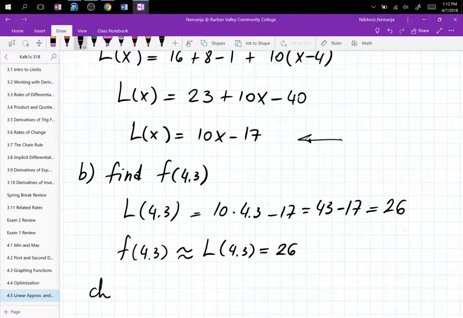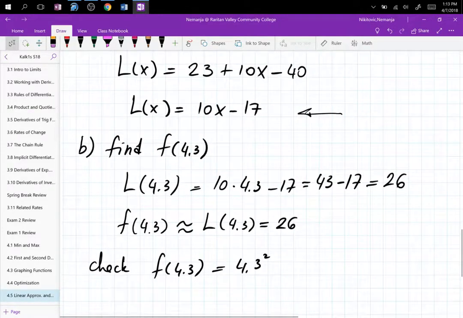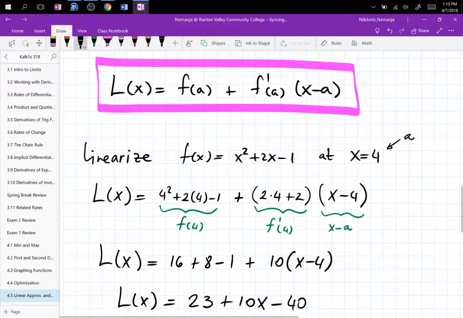Now if you want to check, compute f at 4.3. That's going to be 4.3 squared plus 2 times 4.3 minus 1.